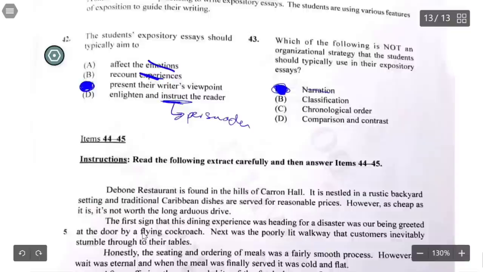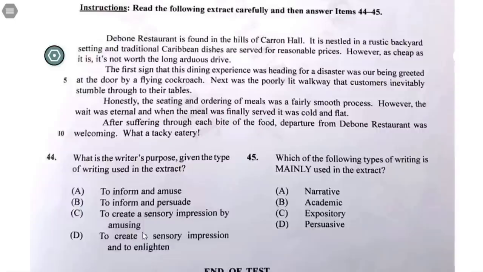D-Bone Restaurant is found in the hills of Caron Hall. It is nestled in a rustic backyard setting, and traditional Caribbean dishes are served for reasonable prices. However, as cheap as it is, it's not worth the long, arduous drive. The first sign that this dining experience was heading for a disaster was our being greeted at the door by a flying cockroach. Next was the poorly lit walkway that customers inevitably stumbled through to their tables. Honestly, the seating and ordering of meals was a fairly smooth process. However, the wait was eternal, and when the meal was finally served, it was cold and flat. After suffering through each bite of the food, departure from D-Bone Restaurant was welcoming. What a tacky eatery.